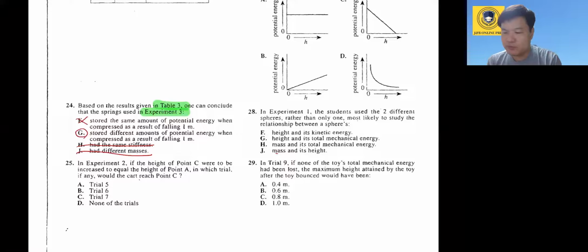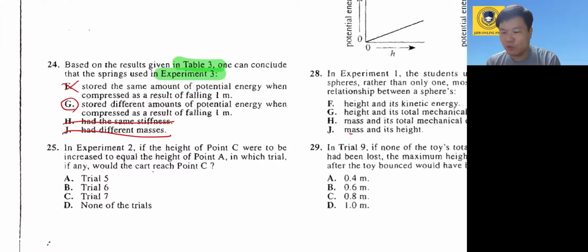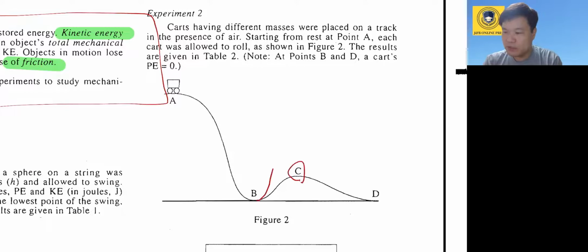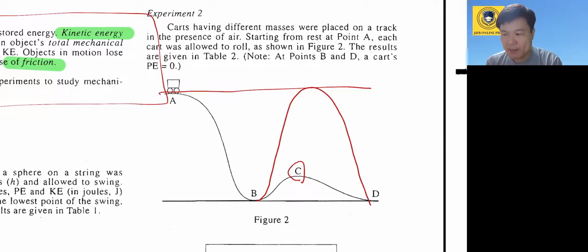Okay, let's move on to question number 25. In experiment 2, if the height of point C were to be increased to equal the height of point A, in which trial, if any, would the cart reach point C? Let's move on to experiment 2. Experiment 2 says this point C will be increased to be at the same height as point A.